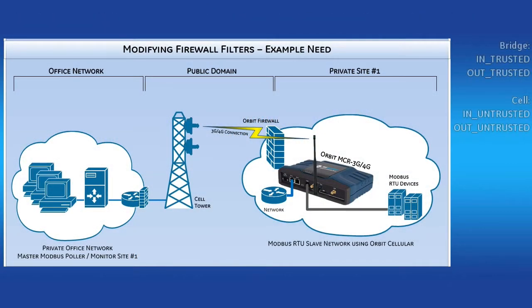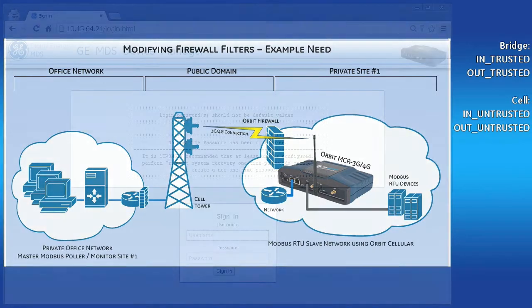Now let's talk about an application. For this video, let's say I want to Modbus poll over the cellular network to a serial RTU device off of the orbit we're using. Also, I want to allow HTTPS connections over the cellular link for device management. Finally, I want to block all the multicast traffic coming into my bridge interface to reduce the network load.